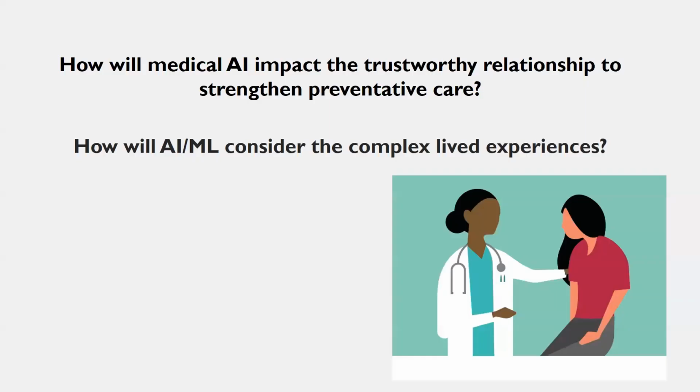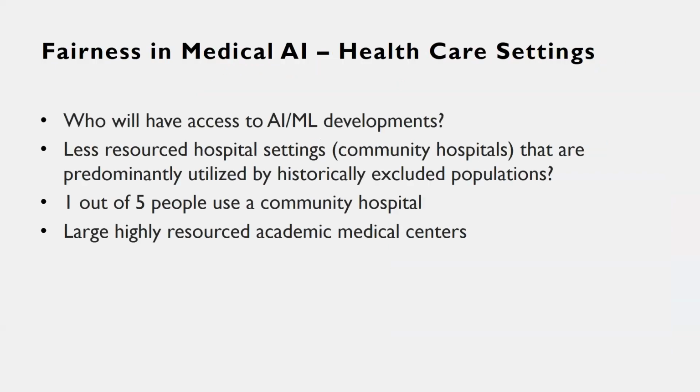If we really want to think about trust, if we really want to think about establishing communication, we need to actually consider what these algorithms are doing. So I want you to ask yourselves as we move through this, how will medical AI impact the trustworthy relationships to strengthen preventative care? And how will AI/ML consider the complex lived experiences of individuals? Because we know they're not just coming and saying, I really want that earlier diagnosis of cancer. Yes, that might help them. But then what's our responsibility afterwards? Right? What do we need to do?